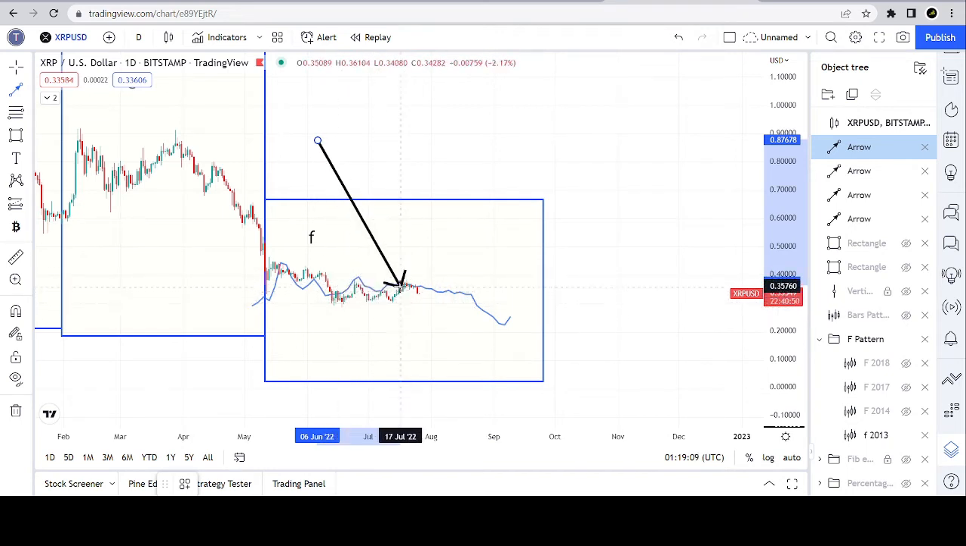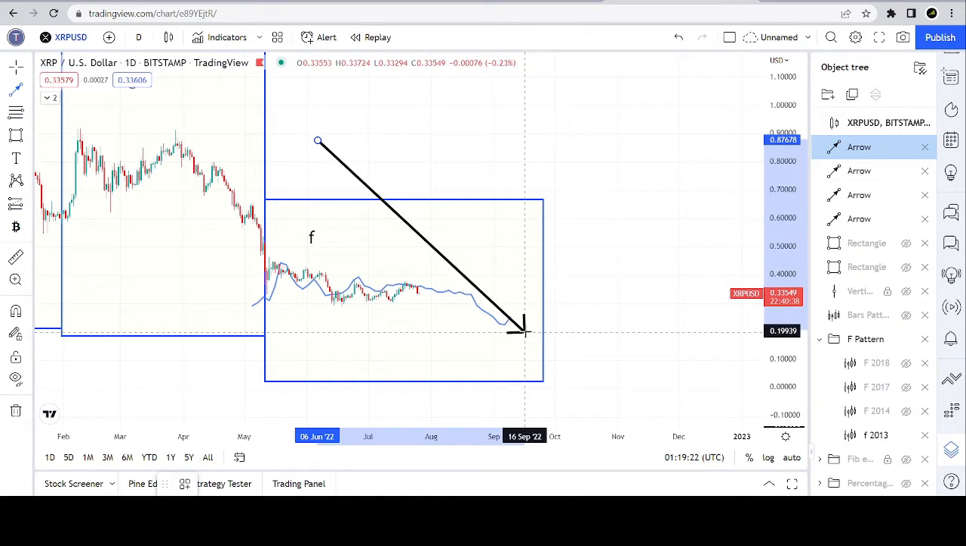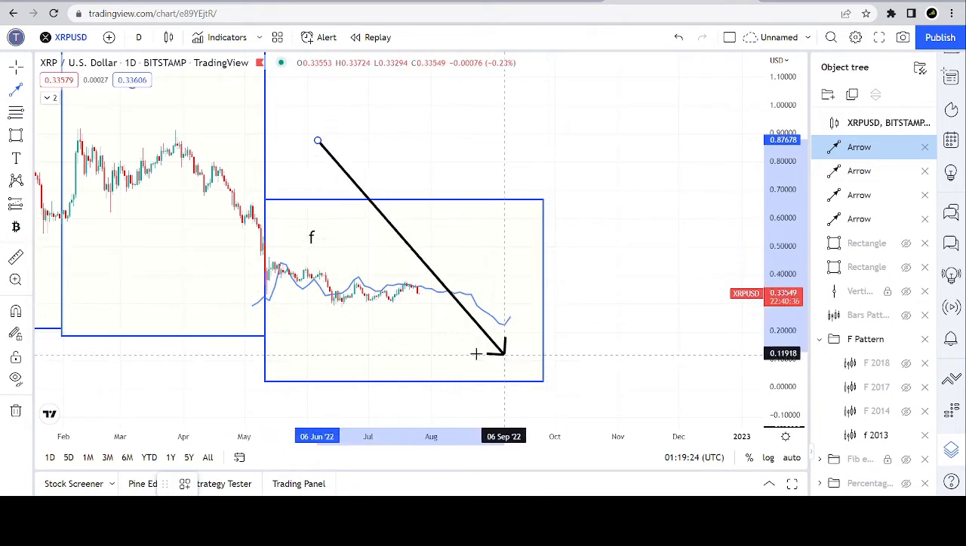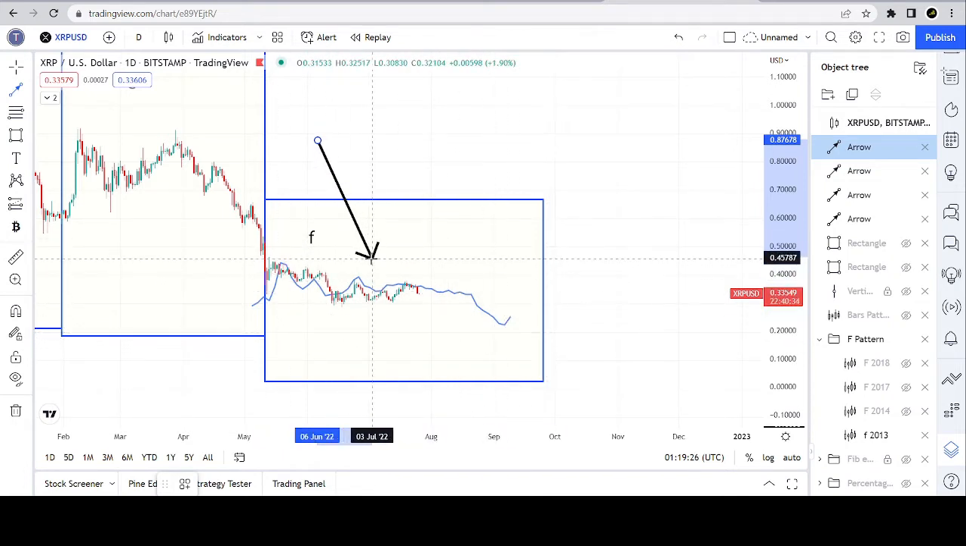What is different from the original one, this one has this little peak right here, this wave before moving up further. Now, every time this pattern plays out, it's going to play out a little differently from the original. However, the basic structure should remain the same.